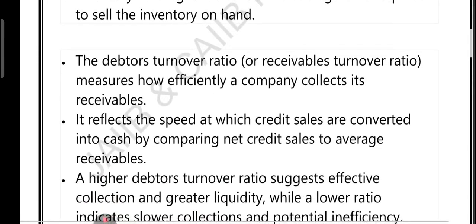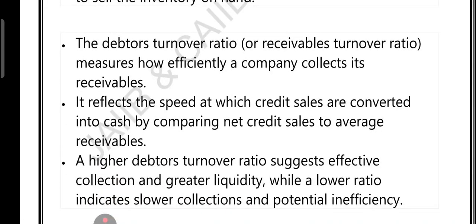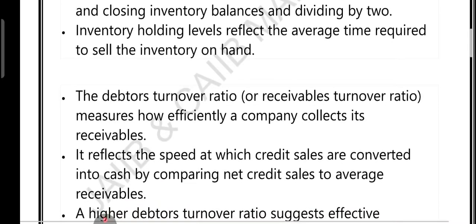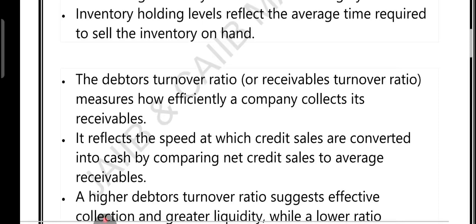Now friends, let's talk about the next kind of ratio. We have the inventory holding ratio. Inventory holding tells you the average time it takes to sell the inventory on hand. This is very critical for businesses managing supply chain and stock level. So better liquidity, smarter stock control, efficient asset use, that is what this ratio helps you track. Master them and you master business insight.